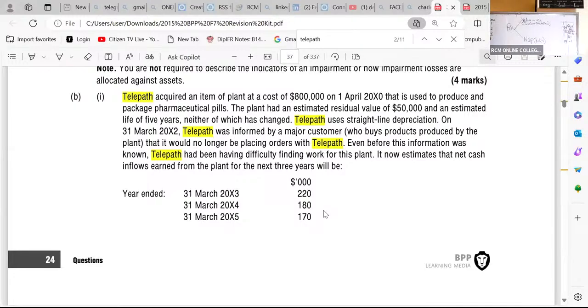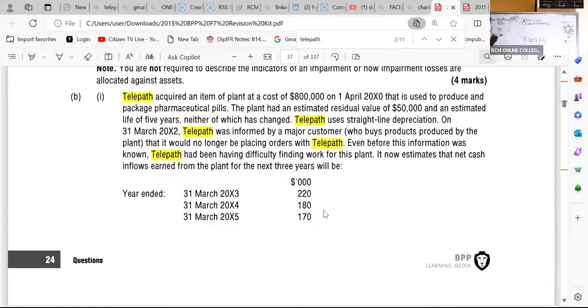There are 3 years ahead of us. Then I can see cash flows. So cash flows, what do we have here? 220. Then we have 180. Then we have 170. So I'll be able to come here and write for my examiner PV at 10%.